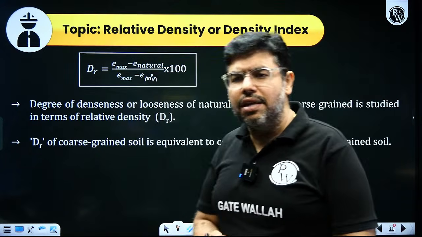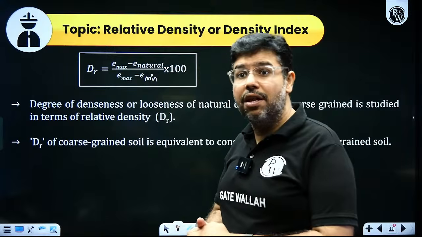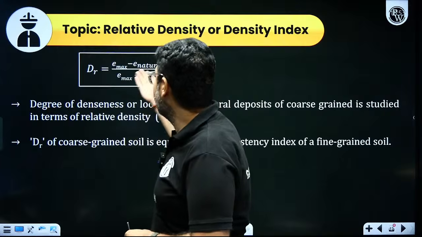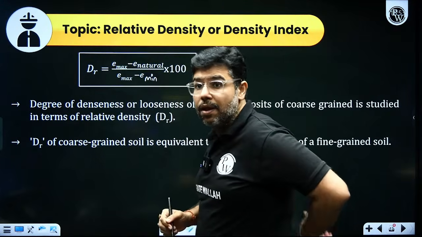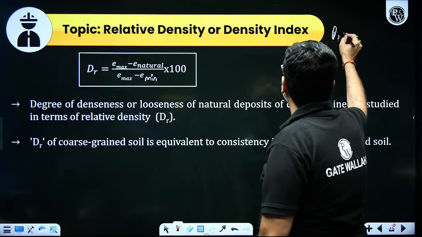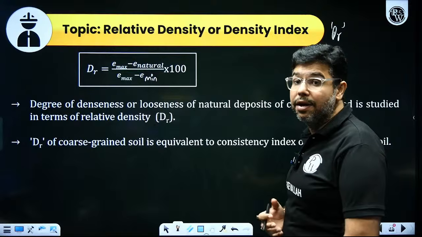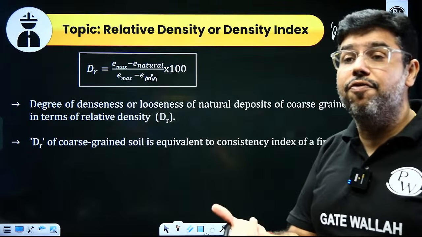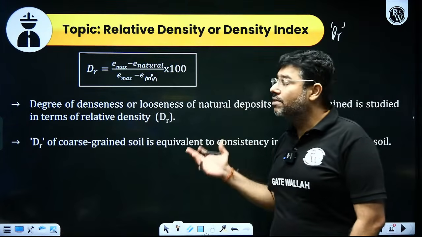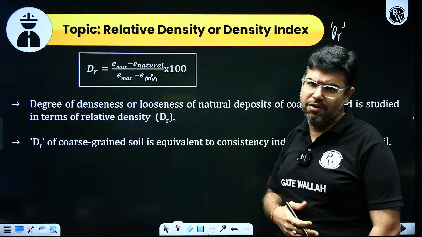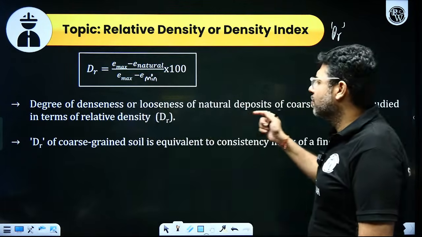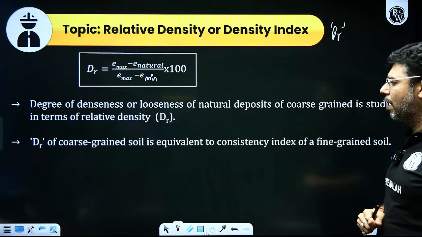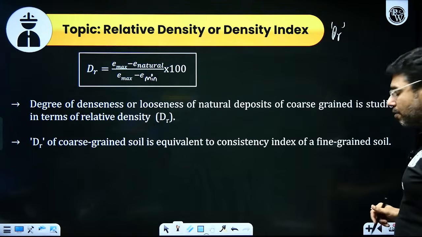It indicates the denseness of the soil. So, for a given soil, E max and E min are constant. So, E natural can change. If E natural is decreasing, Dr is increasing, means the soil is more dense. So, it indicates the denseness or looseness of soil at its natural void ratio, and it is equivalent to IC of clay. See, IC is not defined for sands and gravels. So, for sands and gravel, to check the denseness or looseness, we will have the relative density. The degree of denseness or looseness of natural deposit of coarse grained soil is studied in terms of relative density. Dr of coarse grained soil is equivalent to consistency index of fine grained soil.